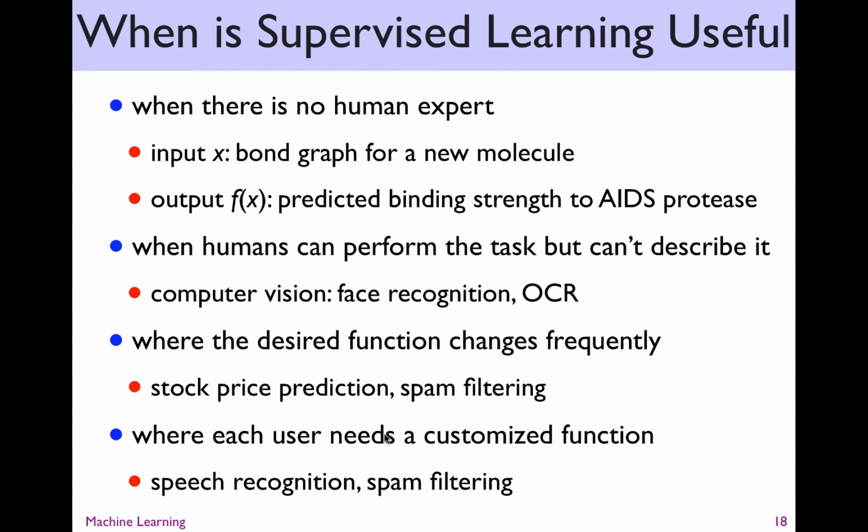Or when each user needs a customized function, for example, spam filtering. Your filtering program must be different from mine because we feed it with different training data, right? Because as you label an email spam or not spam, you're actually giving the spam filter one more example to train on. So it keeps improving, keeps adapting to your personal need, right? And speech recognition, more typical, right? Because you have to adapt to your voice, to your accent, to your whatever, right?